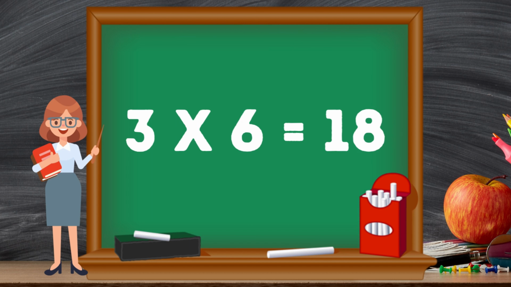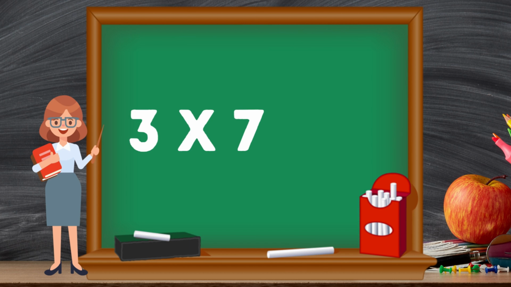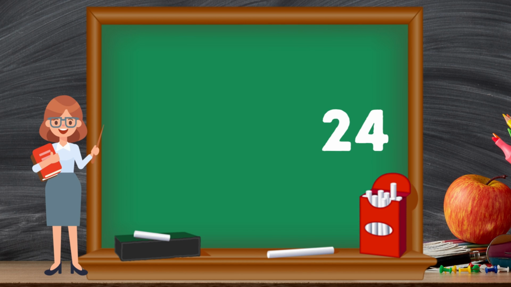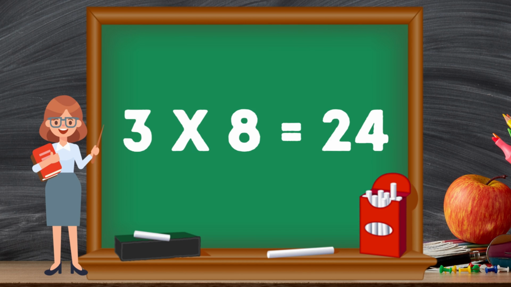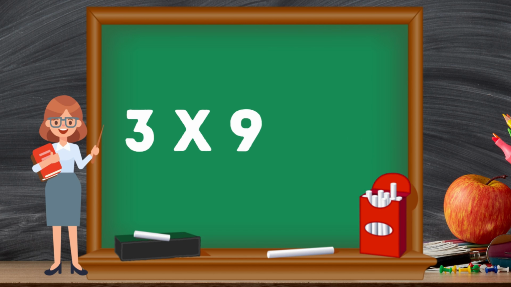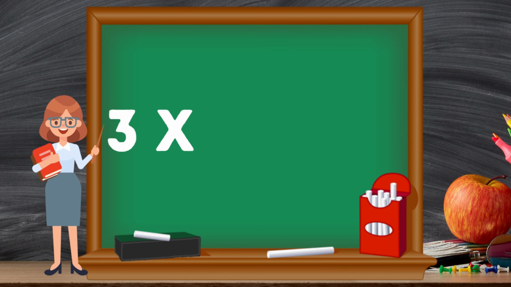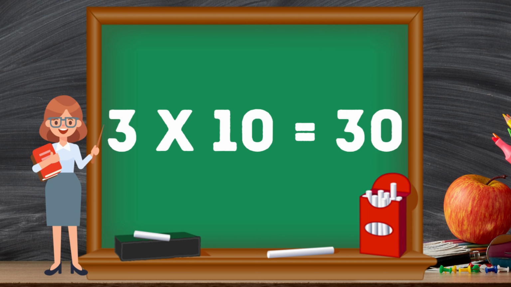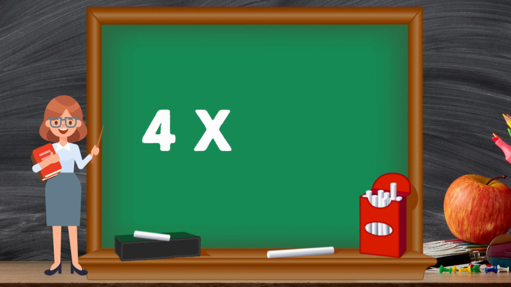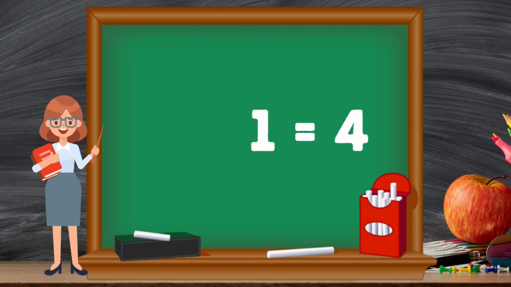3 7's are 21. 3 8's are 24. 3 9's are 27. 3 10's are 30. 4 1's are 4.